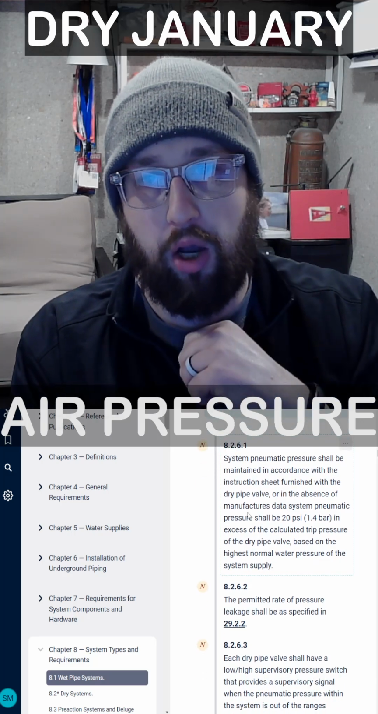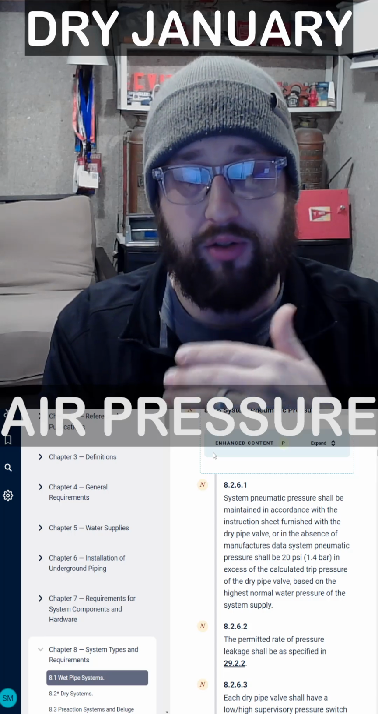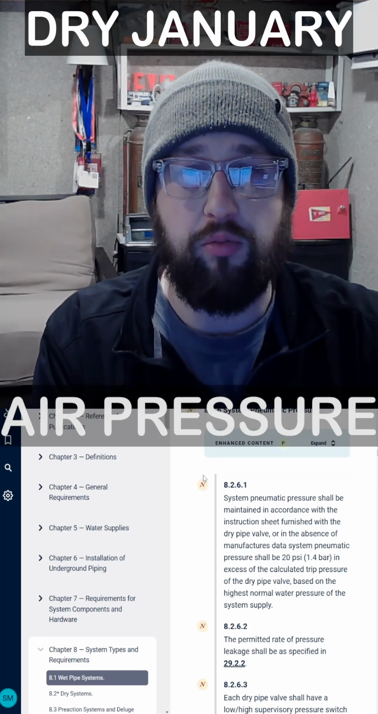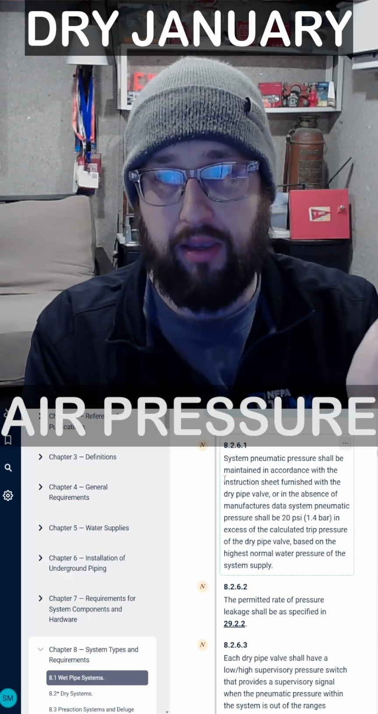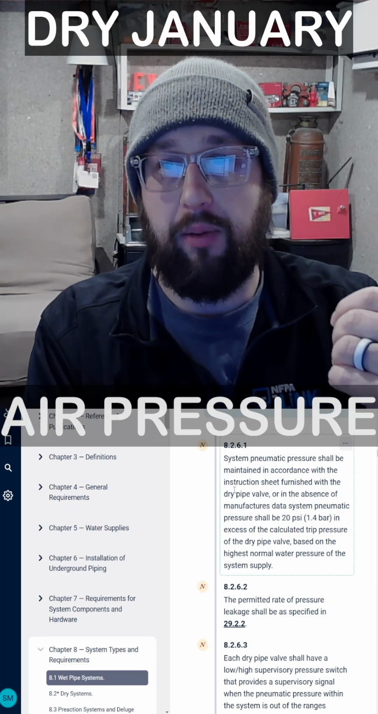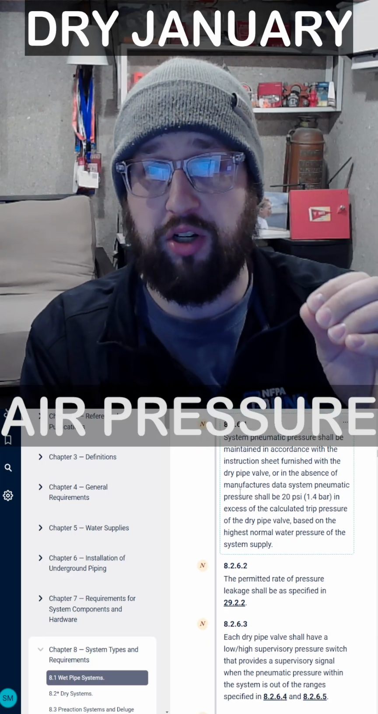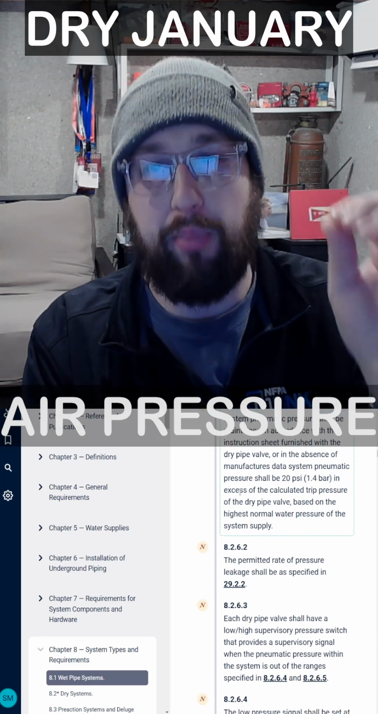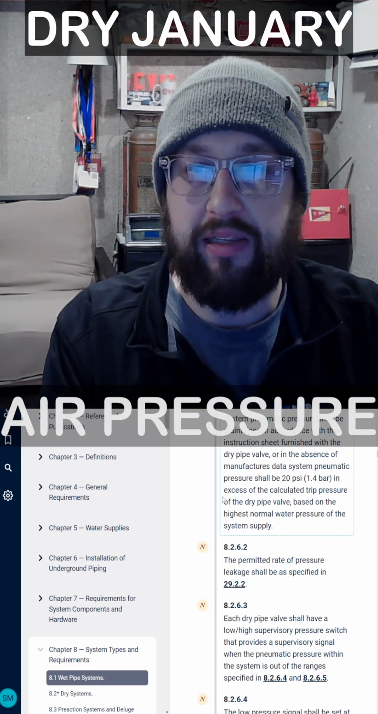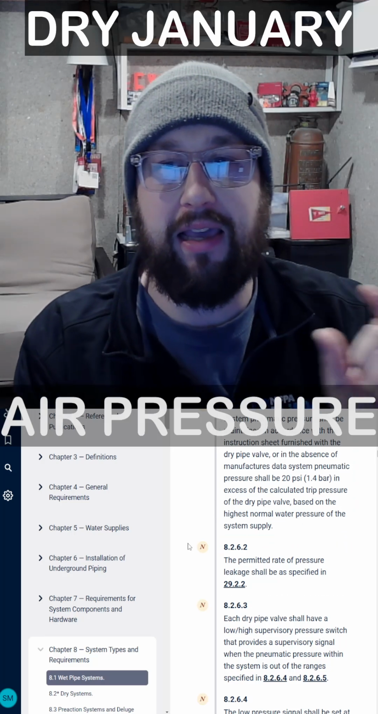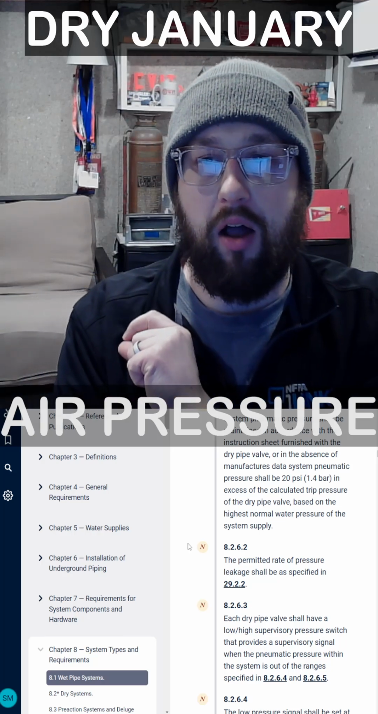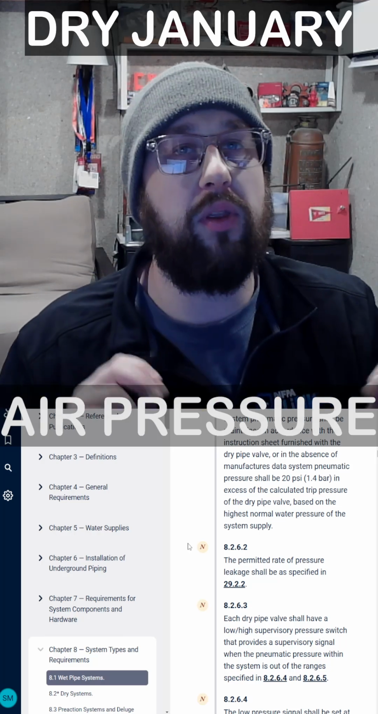But if you look down below, in NFPA 13 there's a section on that pneumatic pressure. If we don't have that provided, then we're going to look there. We determine the trip pressure, and we want to be 20 psi above that. What's important to pay attention to here is that we need to use the highest normal water pressure of the system supply.